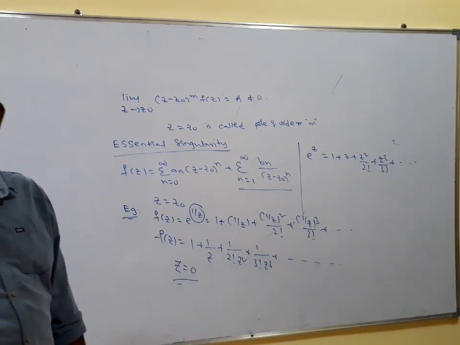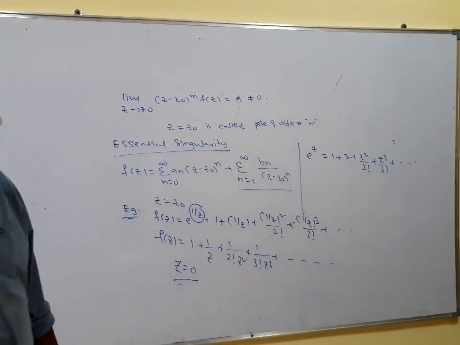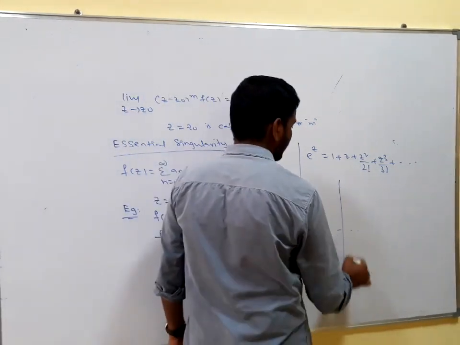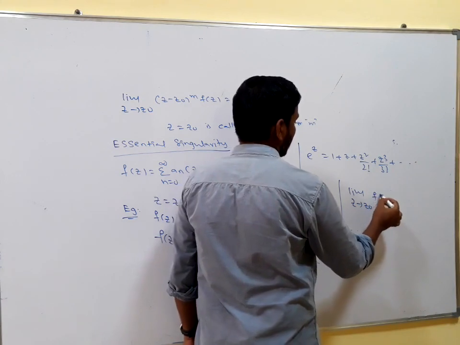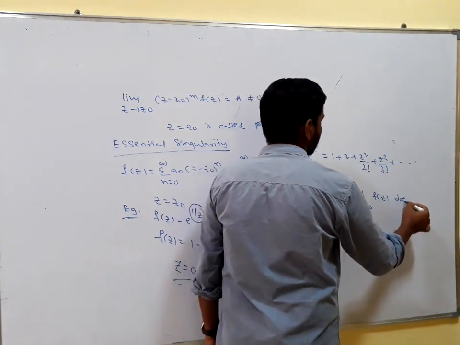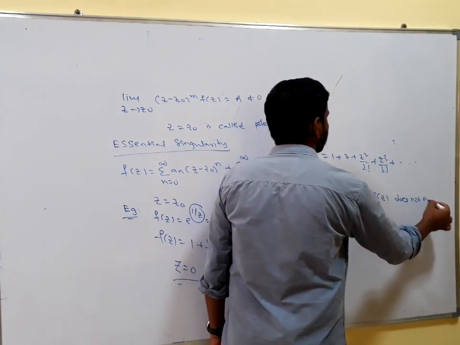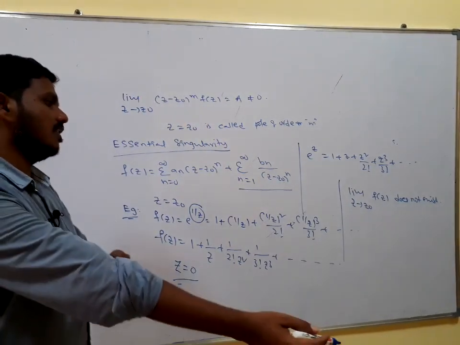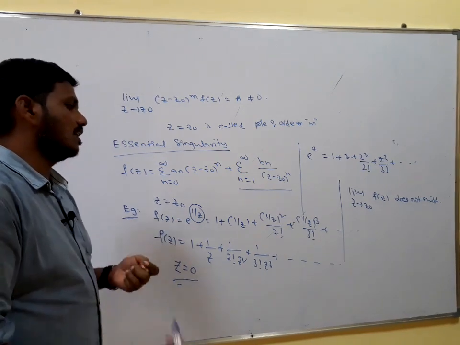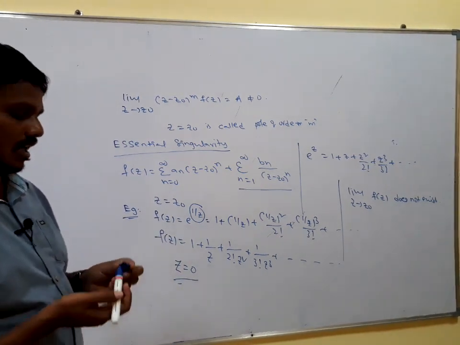Or in the problems we may use this formula: if the limit as z tends to z naught of f of z does not exist, it is a simple way for the verification. If the limit as z tends to z naught of f of z does not exist, we say that z0 is the essential singularity.